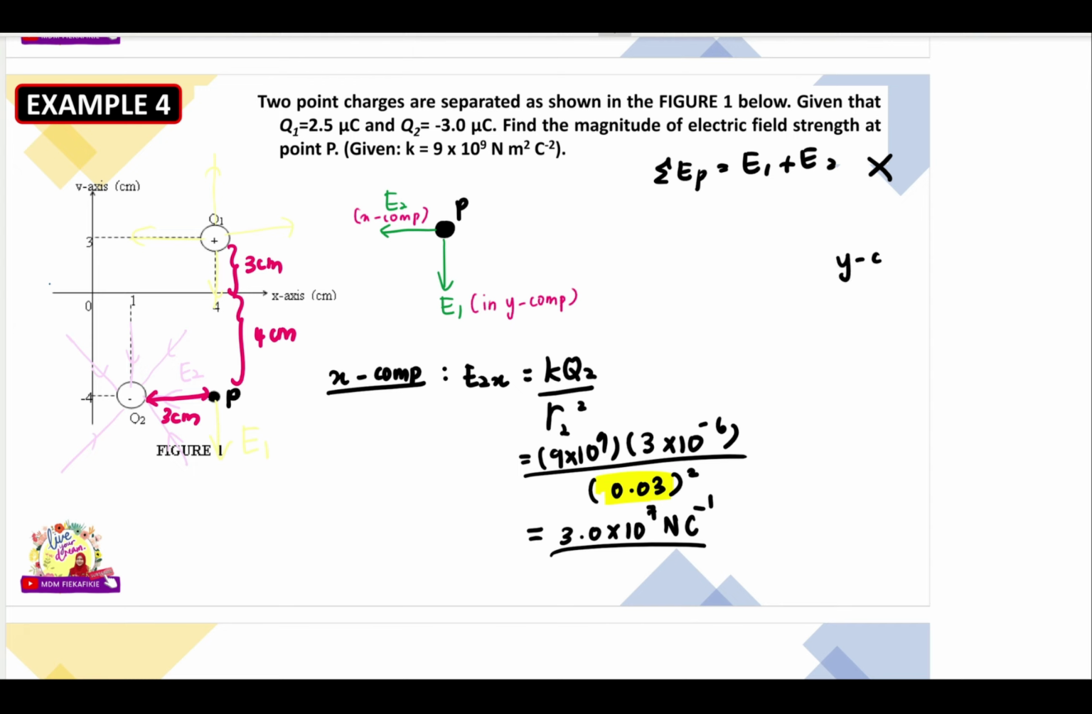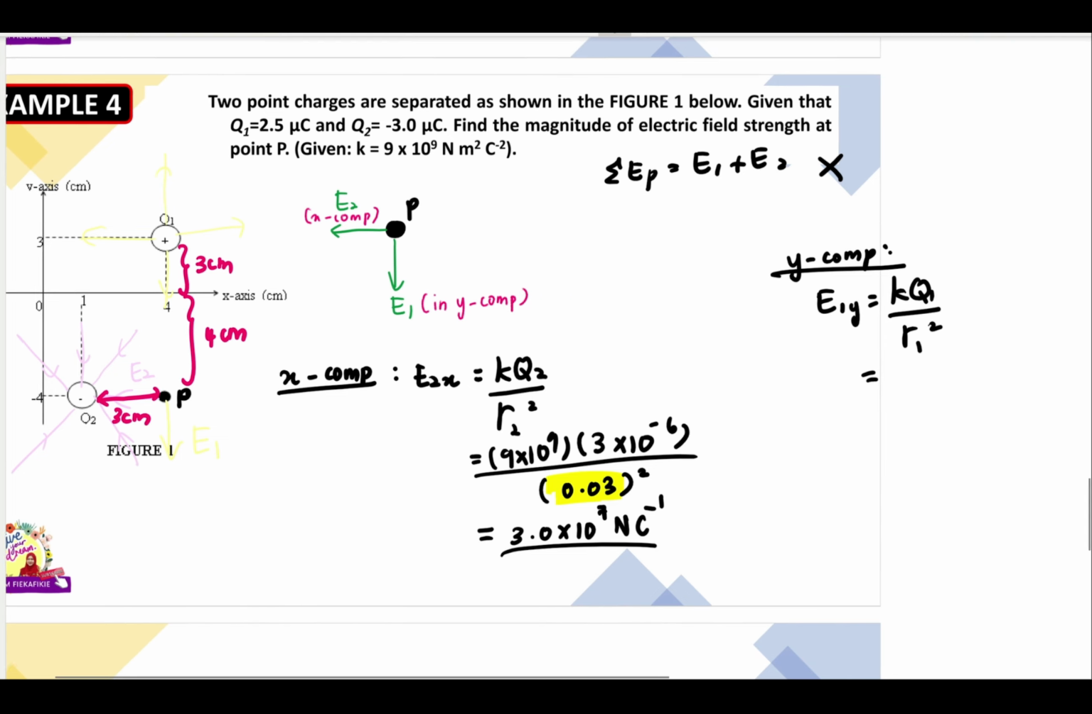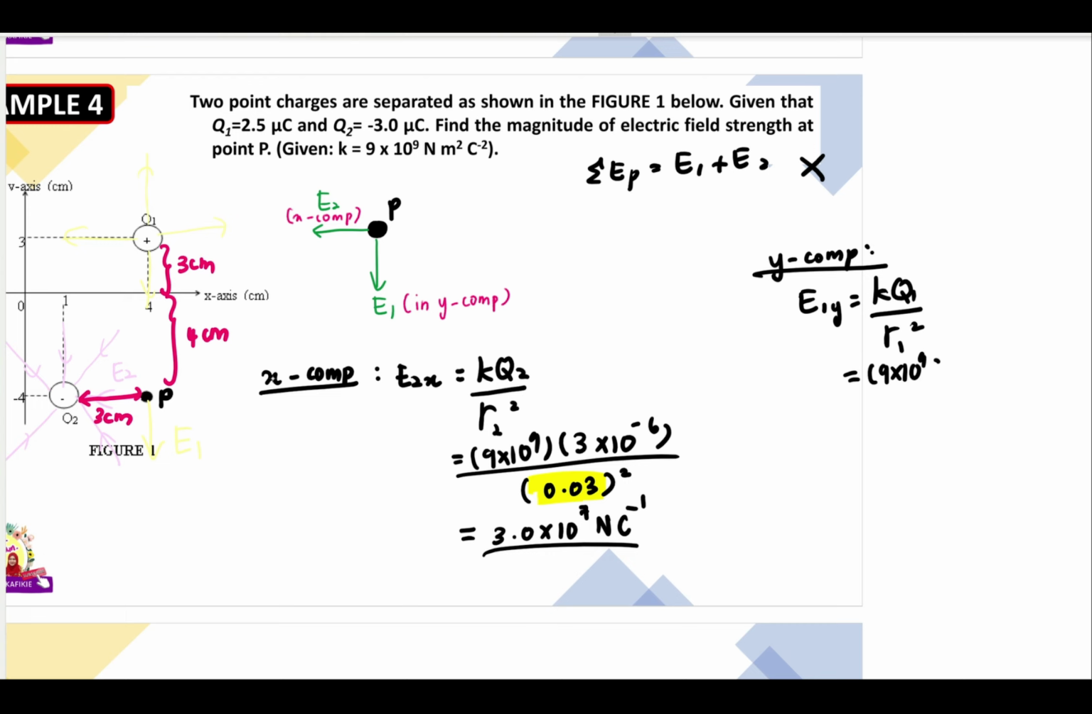Okay, and then for Y component. Okay, saya buat kat sebelah ni. E1y. KQ1 referring to the first charge, R1 squared. Okay, so we can just substitute 9. Q1 is given 2.5. Okay, and then the distance between Q1 and point P is 7 centimeter. Make sure you change to meter. Okay, and then the final answer is 4.6 exponent 6 Newton per coulomb. Belum lagi final answer, itu baru E1y.